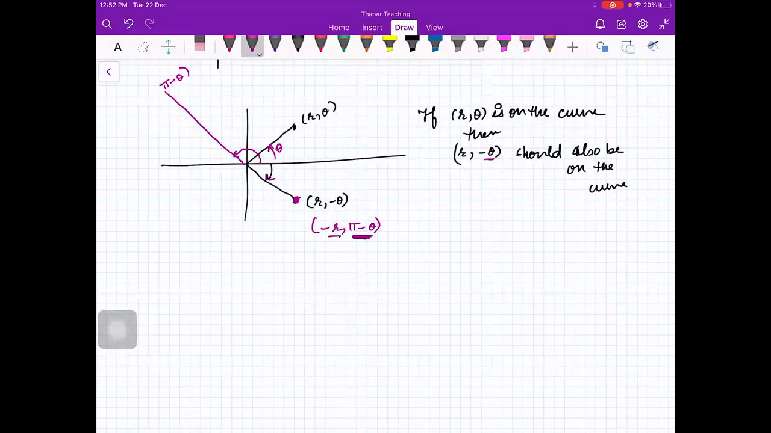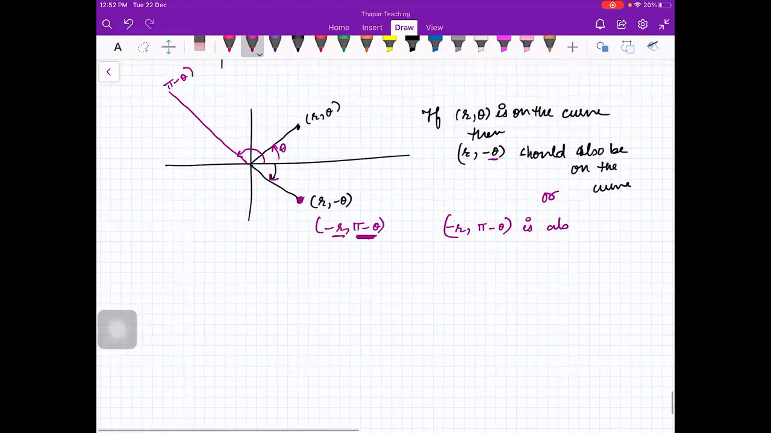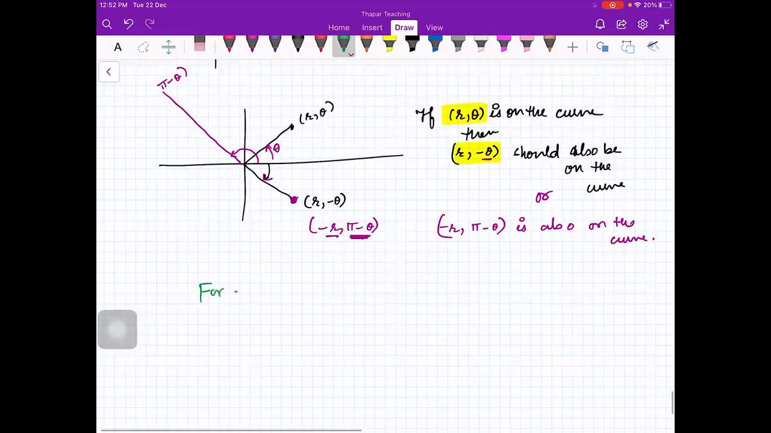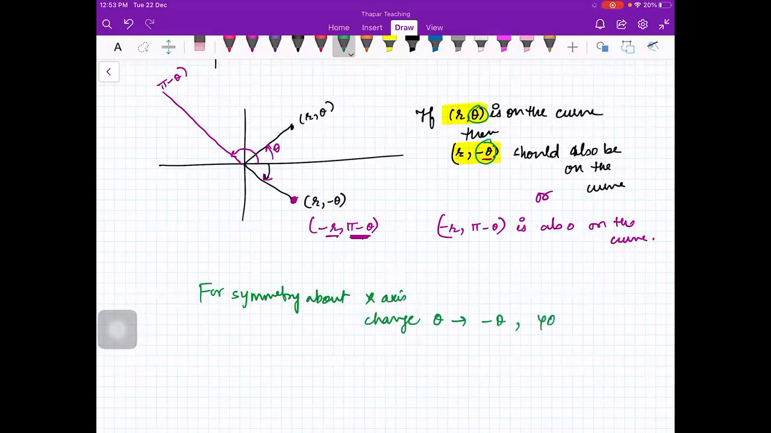So we can also check that r comma pi minus theta is also on the curve. Either one of these you can check is also on the curve. It is your choice. If you want, this is easier. What you do for symmetry about the x-axis is change theta to minus theta. Your curve should not change. That is the idea.